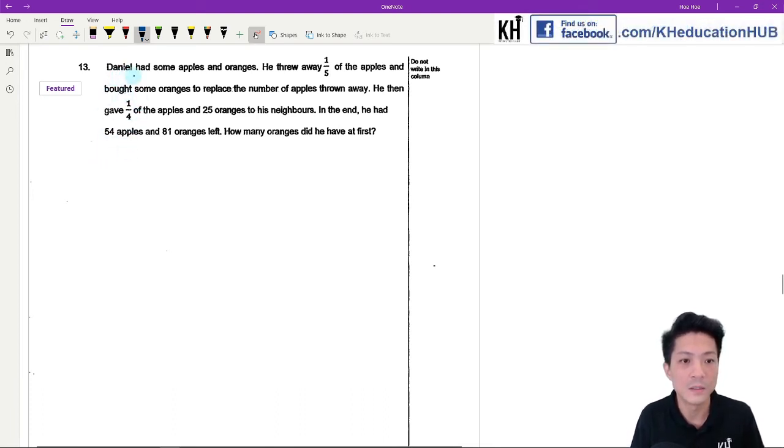Question 13. Daniel had some apples and oranges. He threw away 1/5 of the apples and bought some oranges to replace the number of apples thrown away. He then gave 1/4 of the apples and 25 oranges to his neighbors. In the end, he had 54 apples and 81 oranges left. How many oranges did he have at first?